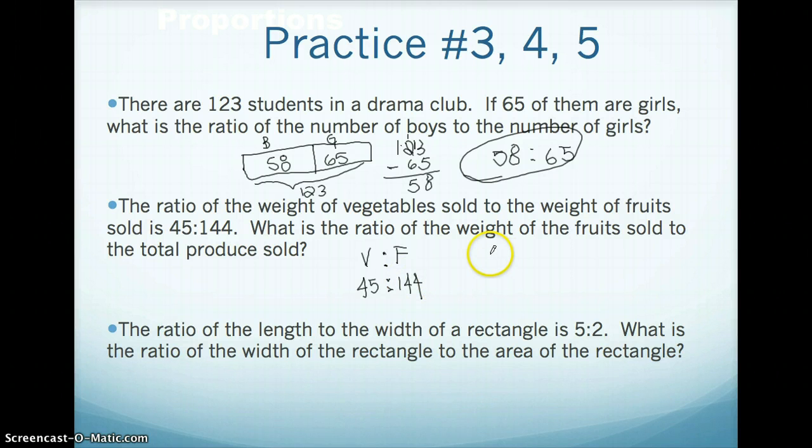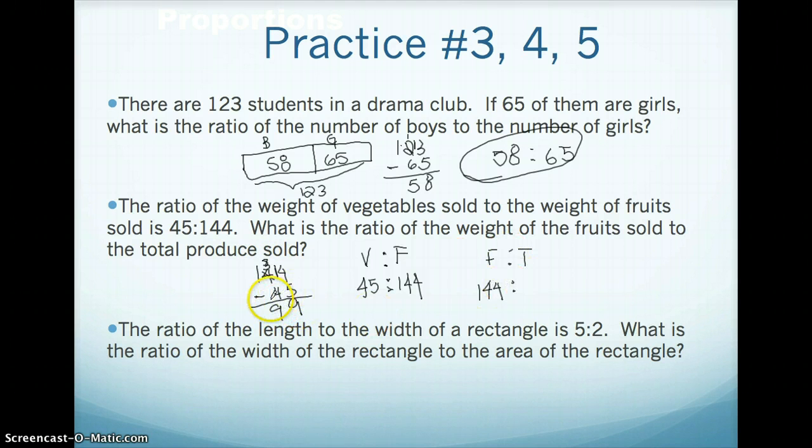Okay, so fruits we know is 144, so we want to know fruits to the total, right? We know the total, we just need to add those two. So let me do that over here. And remember, pause the video if you need to. So we need to borrow. This is a 3. This turns into a 14. 14 minus 5 is 9. 13 minus 4 is also 9.